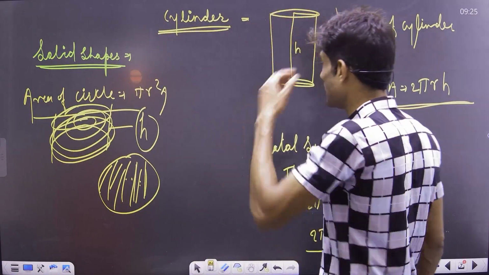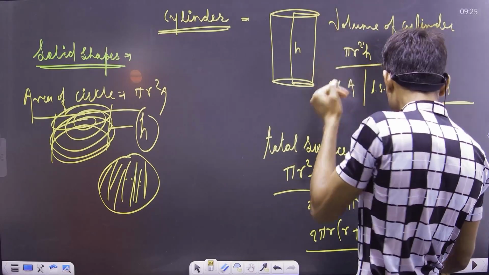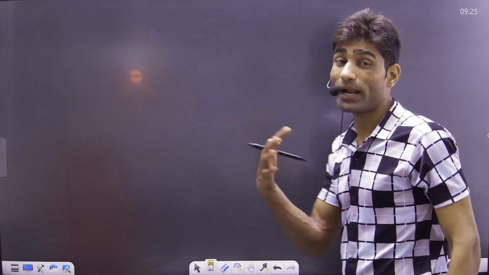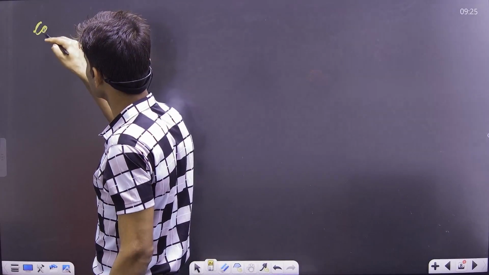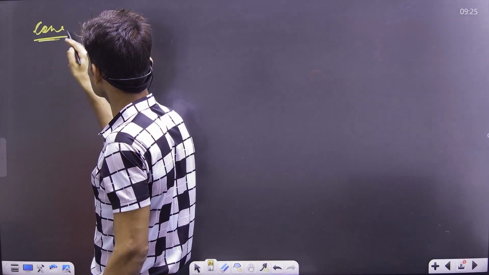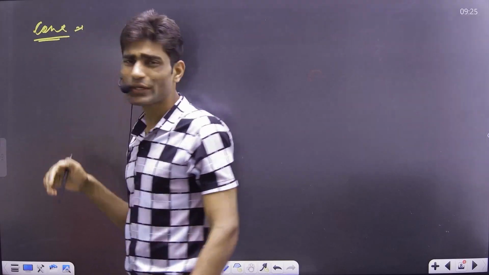After the cylinder we have to go to the next part, the cone. Have you all seen a cone? Yes, we have seen cones plenty of times, like a chocolate cone or a birthday cap cone. It looks like a cone.